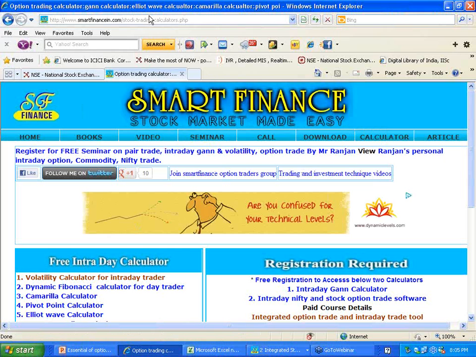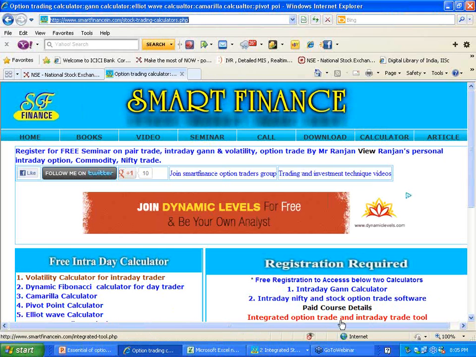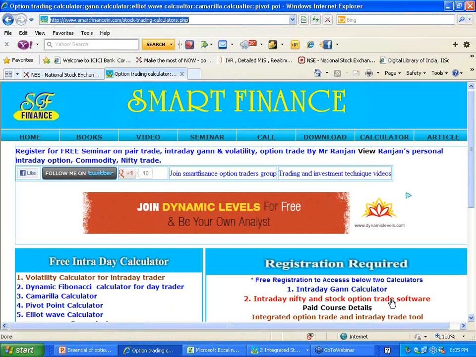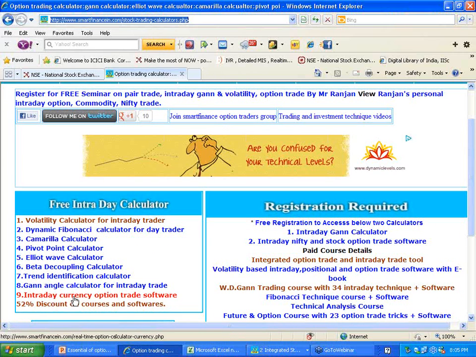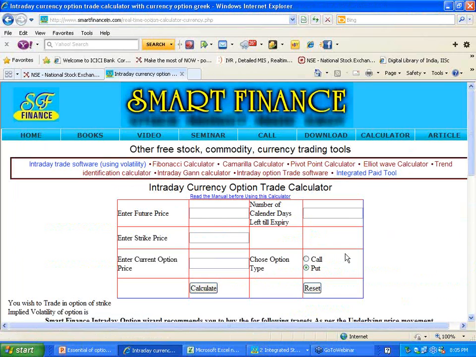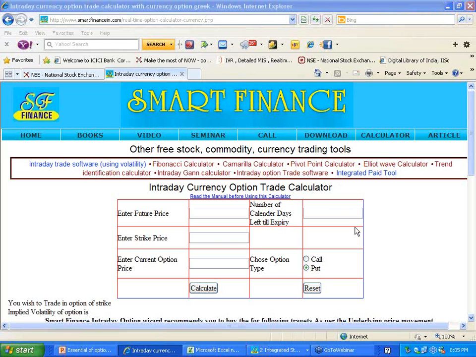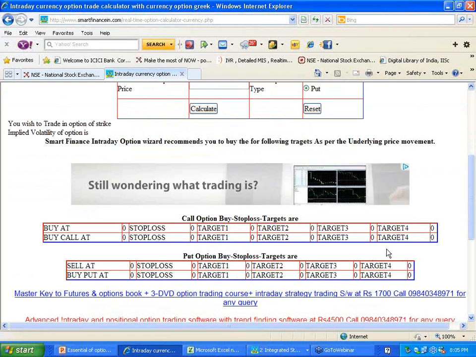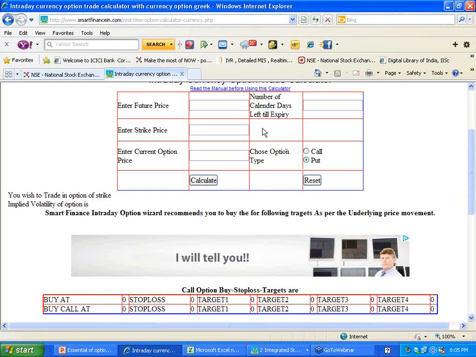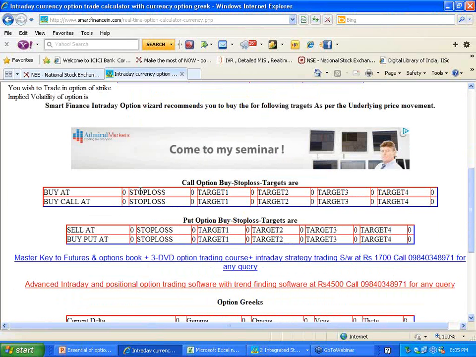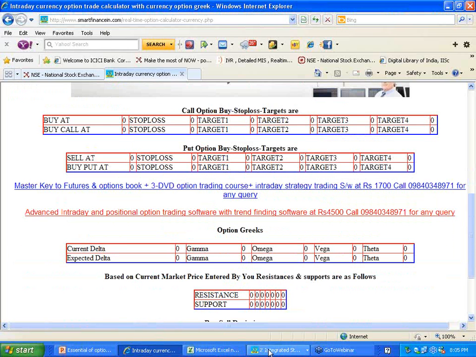If you go to our website, you will get an intraday Nifty and stock option trade calculator. You will get an intraday currency option trade calculator. Like this, you will get one interface, and all these tools are binomial. They use the binomial option pricing model, and based on that model, it will tell you, for whatever call option or put option you are choosing, what its buying price will be, at what level of underlying asset price movement you should purchase this call option, what the stop loss will be, and what the targets will be.